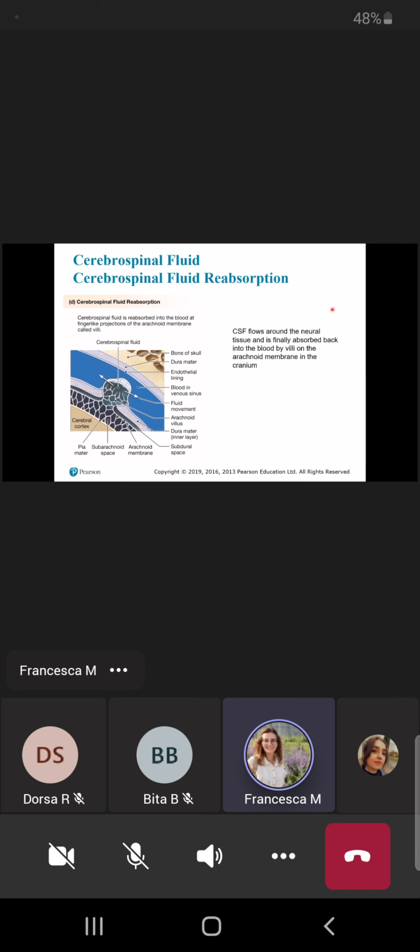So this is the structure. This is the subarachnoid space that was the green structure in the previous picture, where the cerebrospinal fluid is located. And then these are the villi. As you can see, villi are connected to the sinus. The sinus were that kind of region that were responsible for the blood drain from the brain. And it's through these villi located in the sinus that cerebrospinal fluid can be reabsorbed.